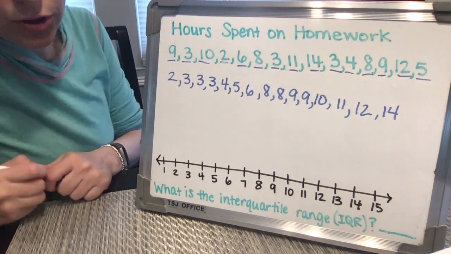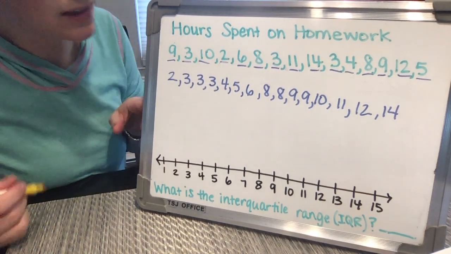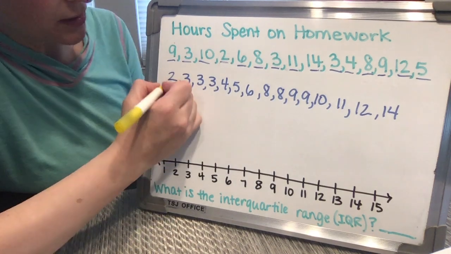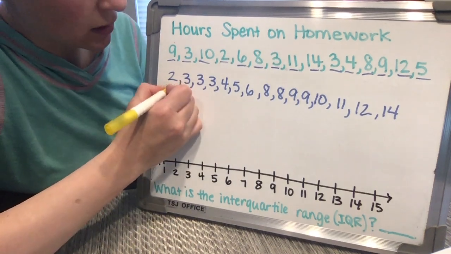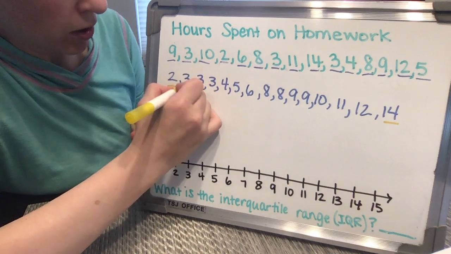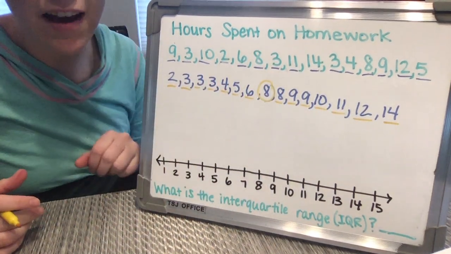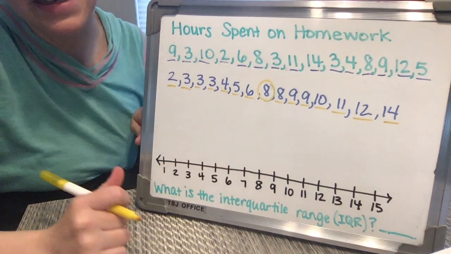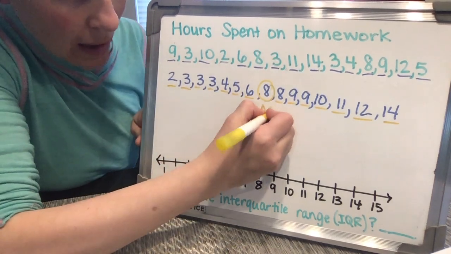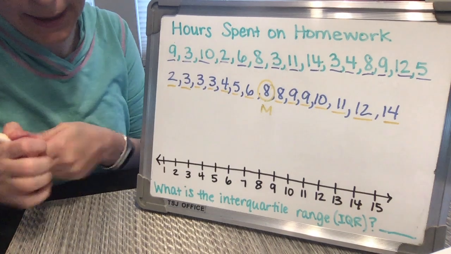The first thing I need to do before I make my box and whisker plot is to find the median, or the middle piece of data. So I'm going to eliminate the lowest and the highest until I get to the middle. So here I have my median. My middle number is an 8. So I'm just going to put an M here to show that I found the median.